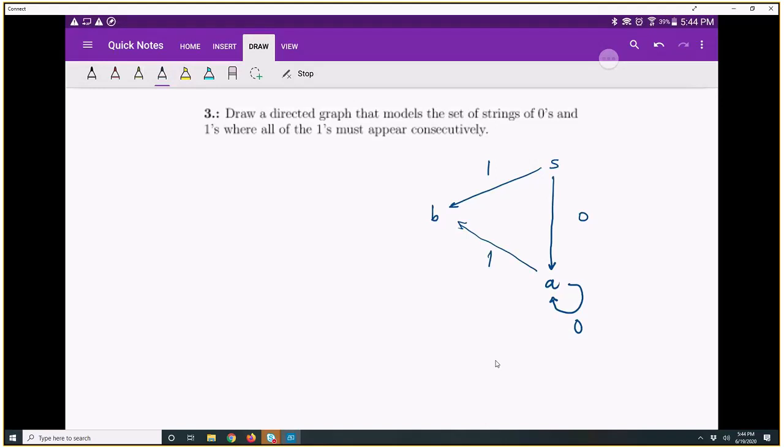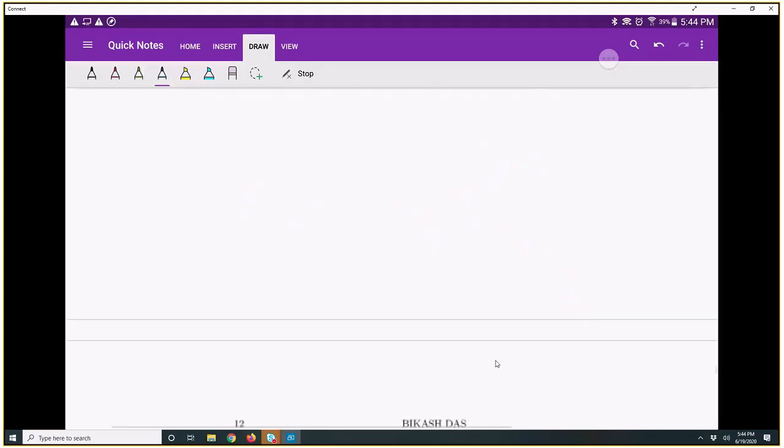But as soon as I choose 1, then my choice should be 1. Or I can go back to choosing 0, but once I go back to choosing 0, then all I have are zeros thereafter. So something like this. So this would be a graph that models the set of strings of zeros and ones where all of the ones have to appear consecutively.